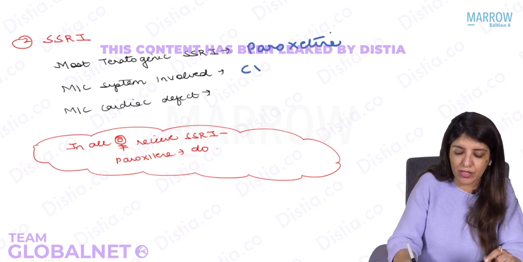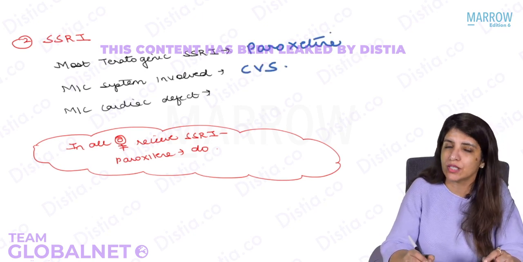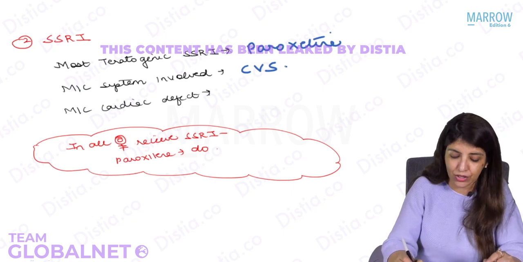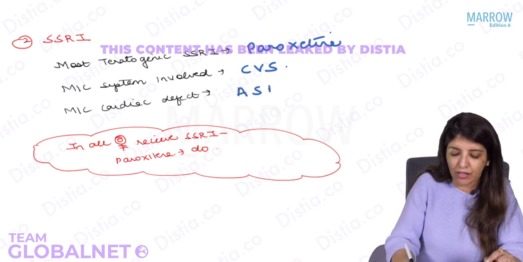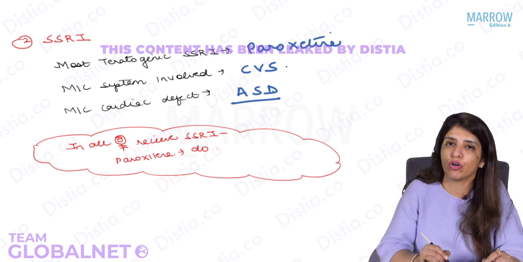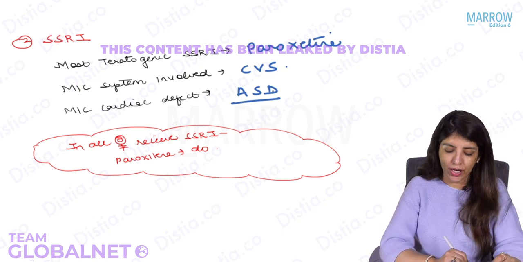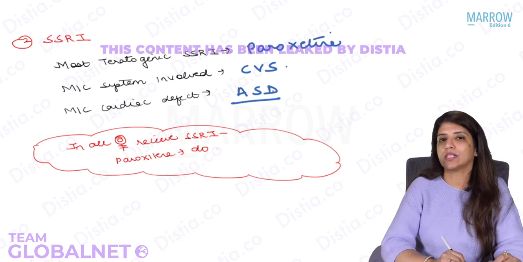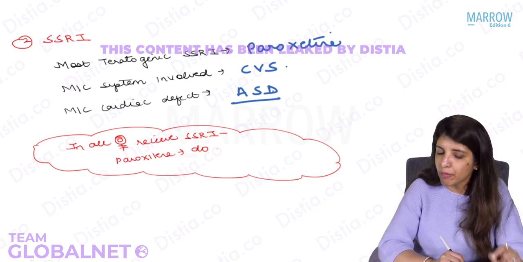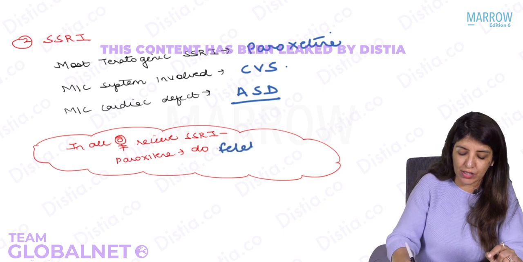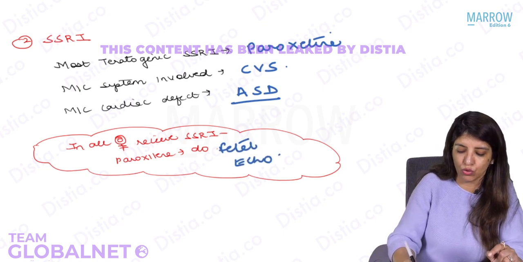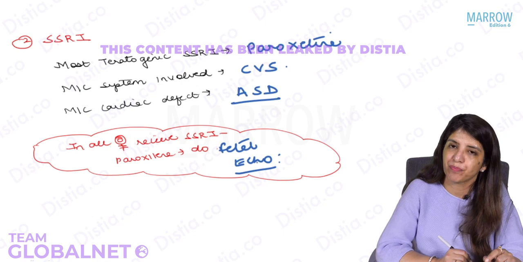And the most common system involved when paroxetine is taken is the cardiovascular system. The most common cardiac defect which you get with the use of paroxetine is atrial septal defect. Right? So in all pregnant females who are taking SSRIs, especially paroxetine, you should do a fetal echo to rule out atrial septal defect. Right?